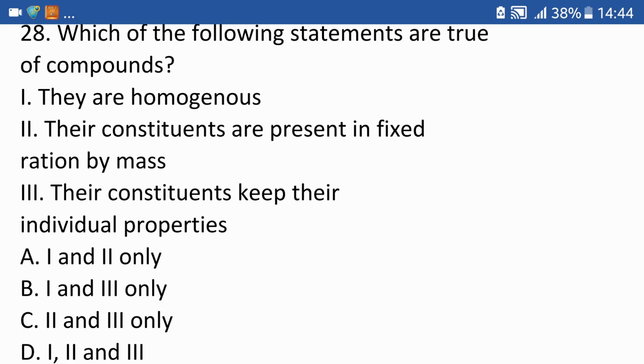Which of the following statements are true of compounds? They are homogeneous. Their constituents are present in fixed ratios by mass. Their constituents keep their individual properties. So you choose A, B, C, or D for the ones which are true.